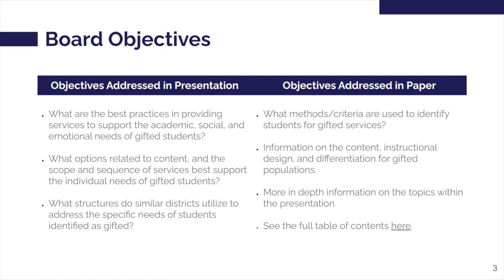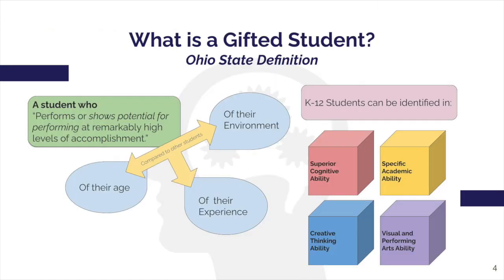Thank you. Hi, everyone. So we're going to start with the definition of gifted students. The state defines it for us as one who performs or shows potential for performing at remarkably high levels of accomplishment. That's as compared to other students that are their age, in their environment, or of their experience. And public school districts in Ohio can assess gifted students in 4 different areas of ability: superior cognitive ability, specific academic ability, so that's your math, reading, writing, science, social studies, creative thinking ability, and visual performing arts ability, so that's your music, dance, drama, visual arts.